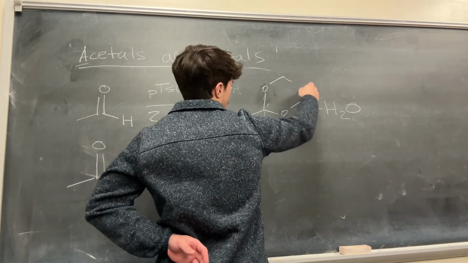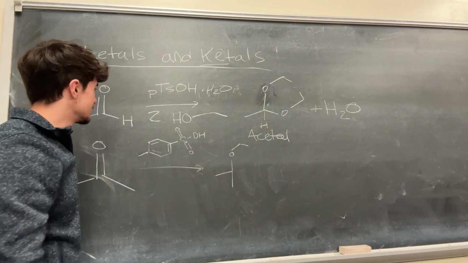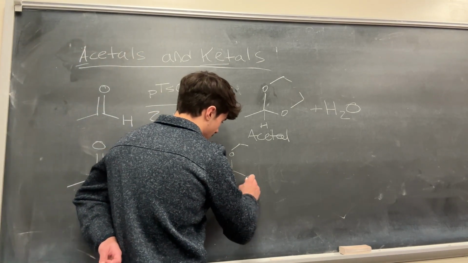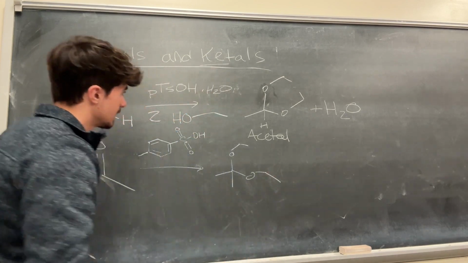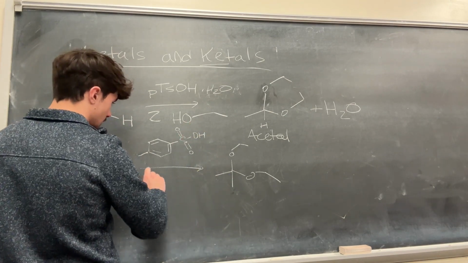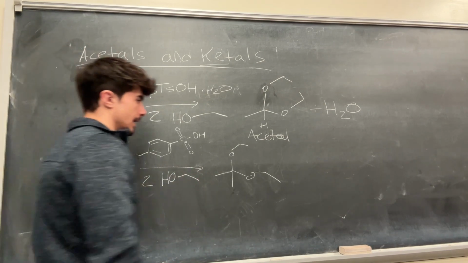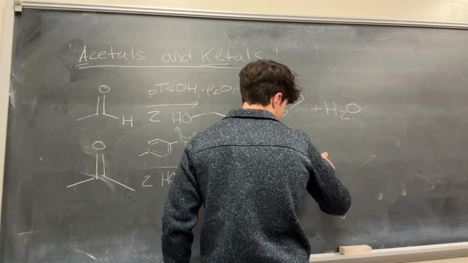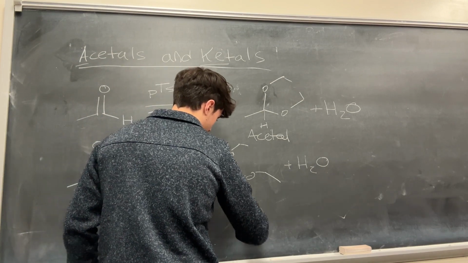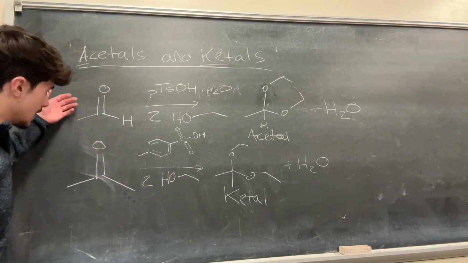Oh, side note. Those were supposed to be 2 carbon chains long. I have in my notes methoxide or methanol, but it's ethoxide. So this methyl is this methyl. Well, could really be either, just because we're still using 2 equivalents of ethanol. And again, water is a byproduct. Ketal. So acetals and ketals, aldehydes and ketones.